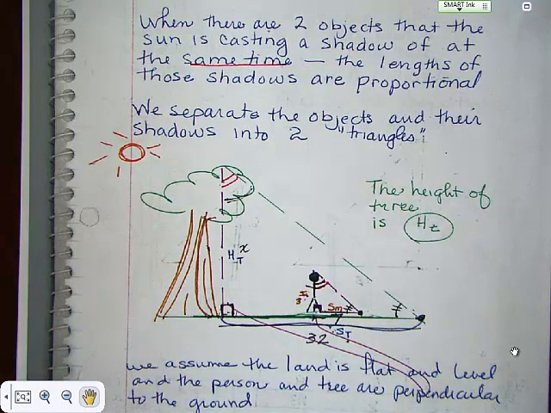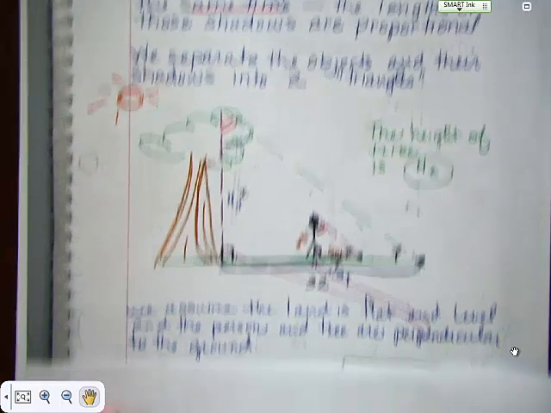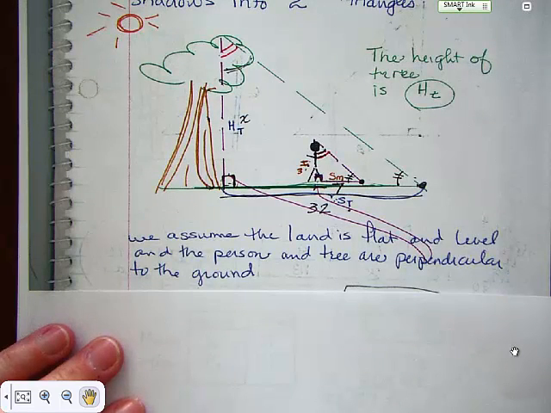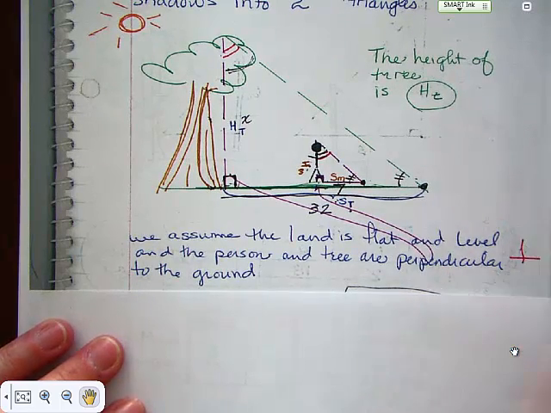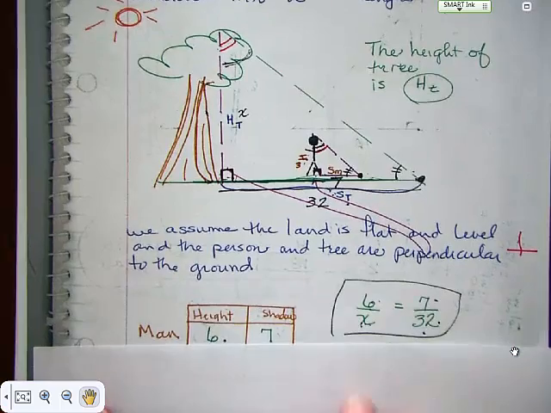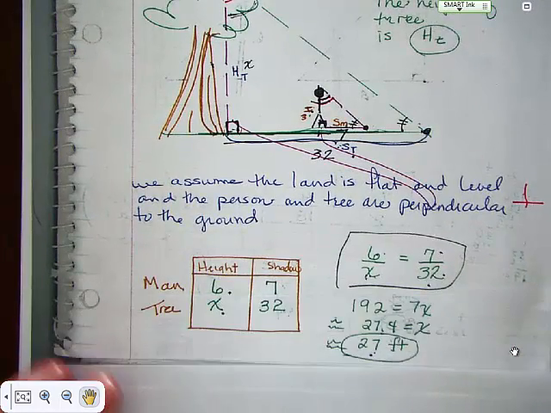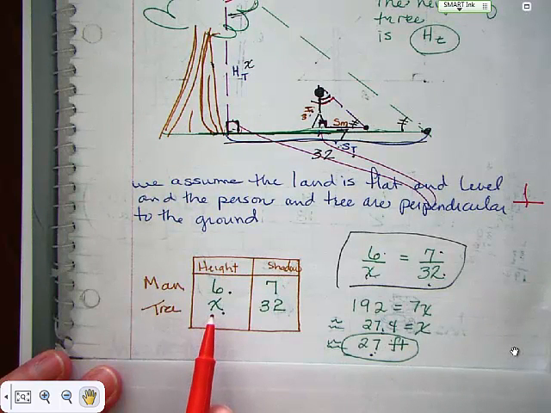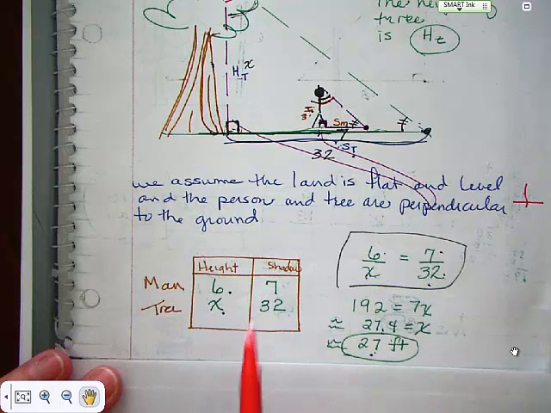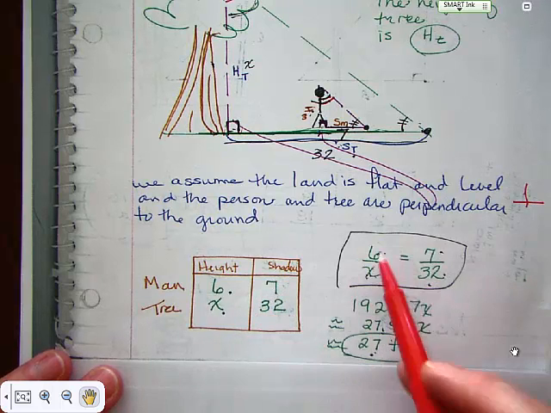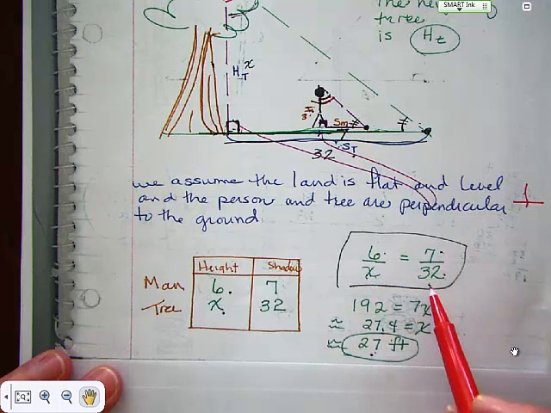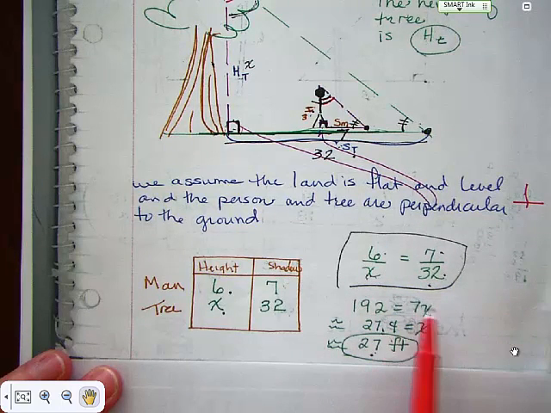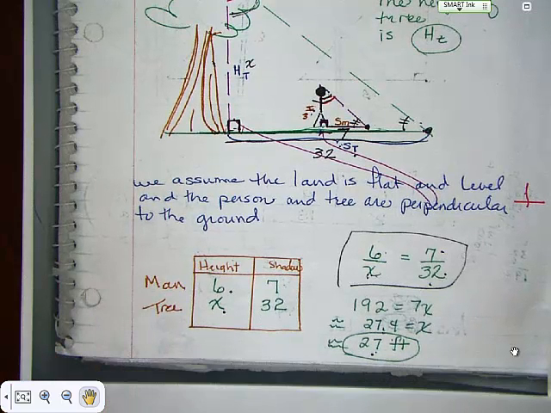We assume the land is flat and level, and that the person and the tree are perpendicular, which means standing straight up and down at a 90-degree angle to the ground. So we set it up in a table, which is kind of nice. You have the man's height, the tree height. We don't know the height of the tree. That's our missing number. We know the shadow length of the man. We know the shadow length of the tree. So we end up with 6 over x equals 7 over 32. 192 equals 7x, divide, and you get about 27 feet.